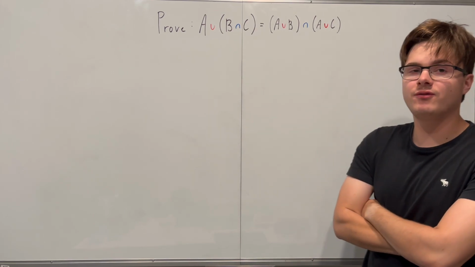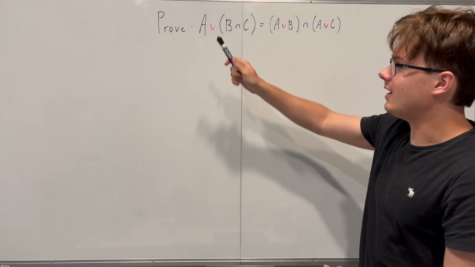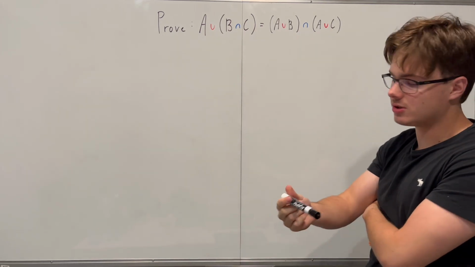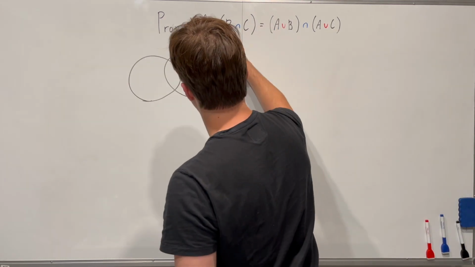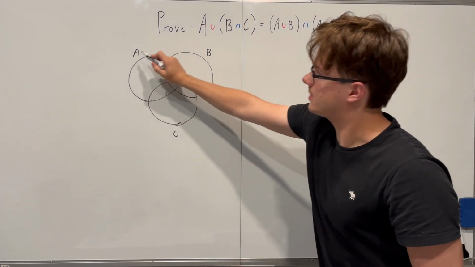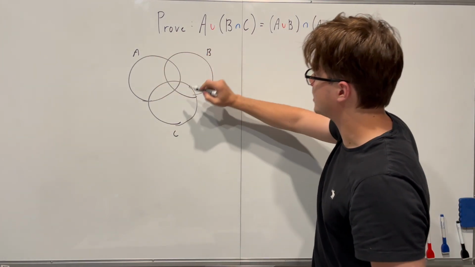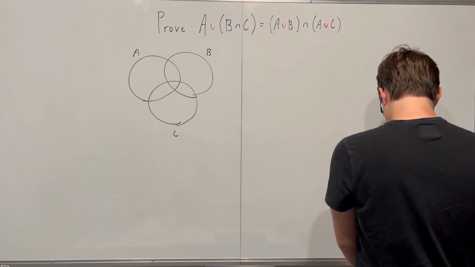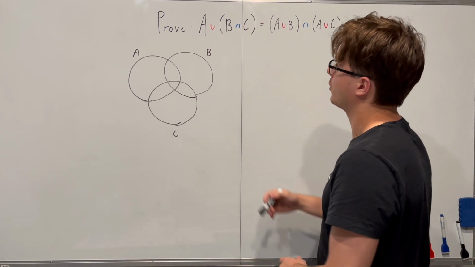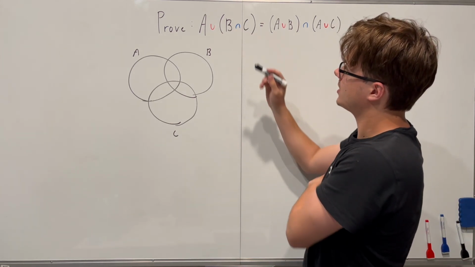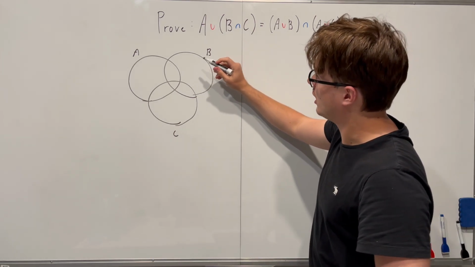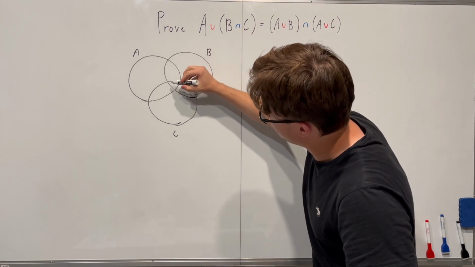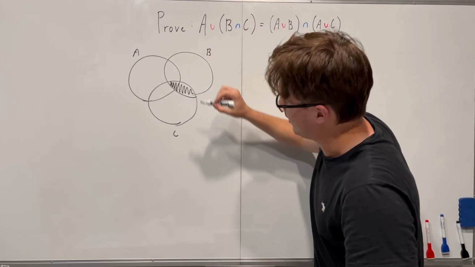Well, how can we check that this is going to be true for our sets? First, let's try and visualize the set on the left-hand side and see if it's going to look exactly the same as the set on the right-hand side. So let's draw those out real quick. Here we have our set A, our set B, and our set C. And what are we interested in? We're going to be interested in B intersect with C. So it's got to be the area that intersects with B and C. So B and C intersect in this shaded in area.